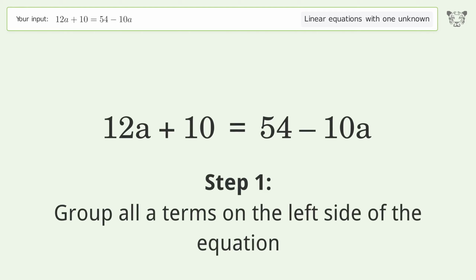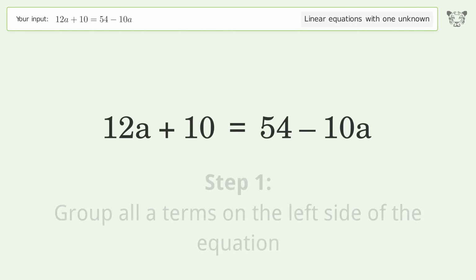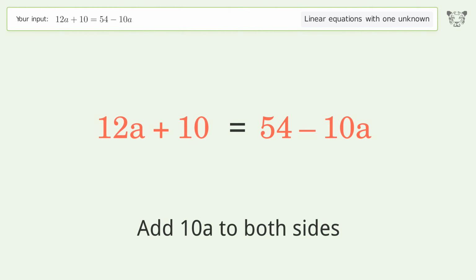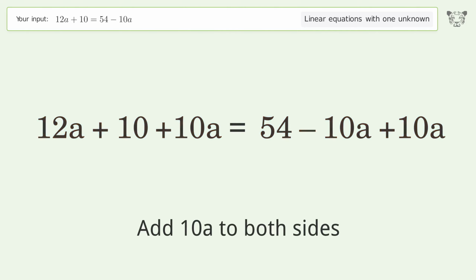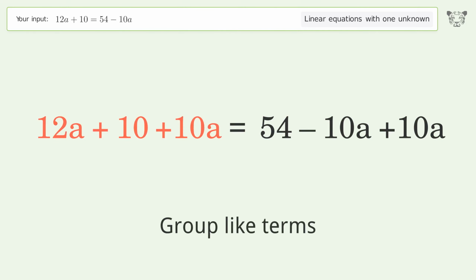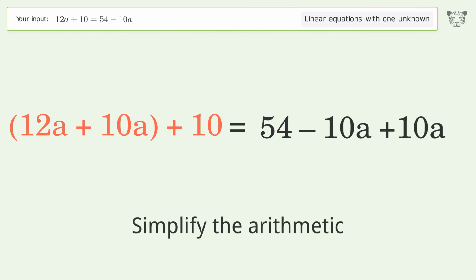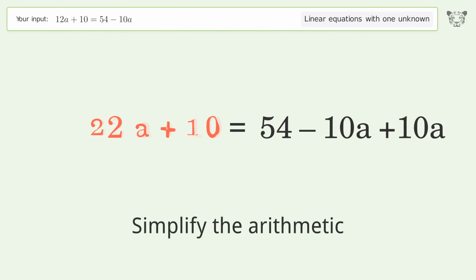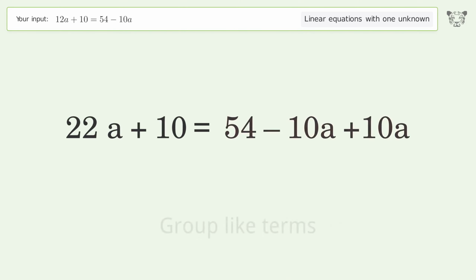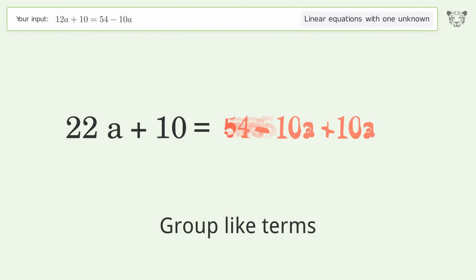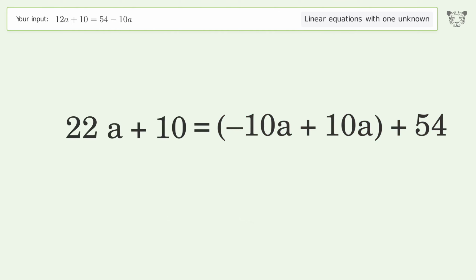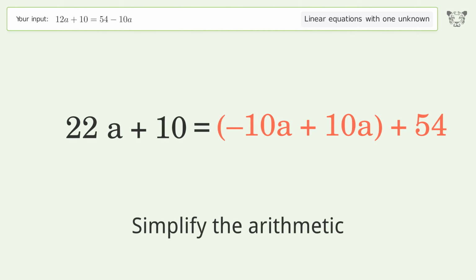Group all a terms on the left side of the equation. Add 10a to both sides. Group like terms. Simplify the arithmetic. Group like terms. Simplify the arithmetic.